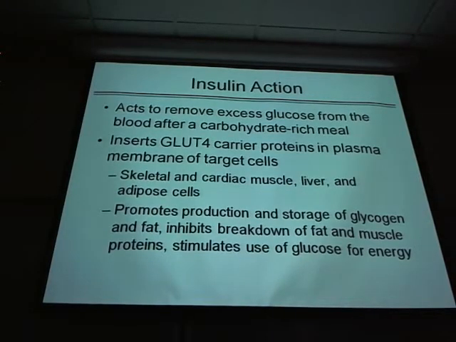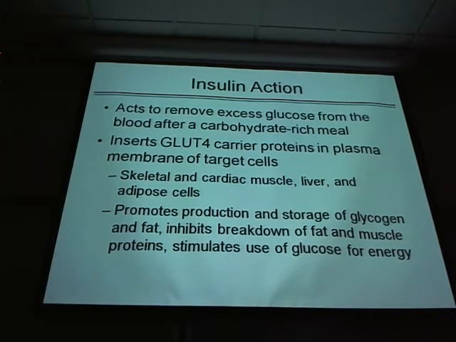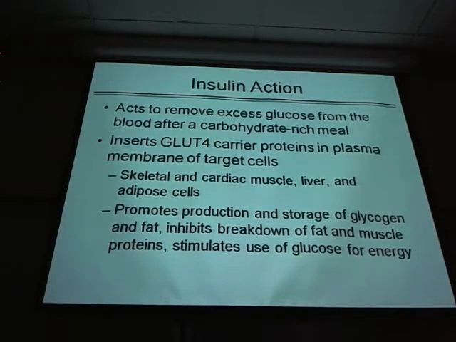Insulin action. What does insulin do that gets glucose into the cells? It inserts the GLUT4 molecules into the cell walls. It acts to remove excess glucose from the blood after a carbohydrate-rich meal. It inserts GLUT4 carrier proteins.